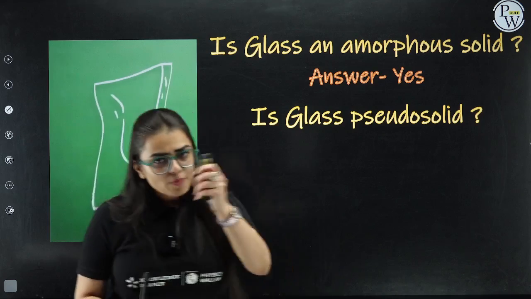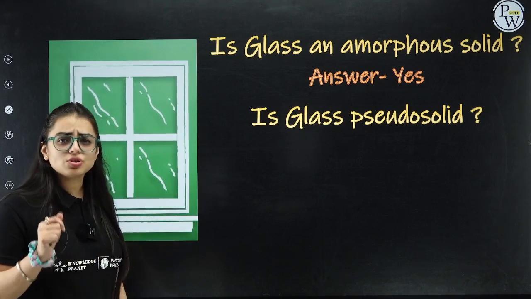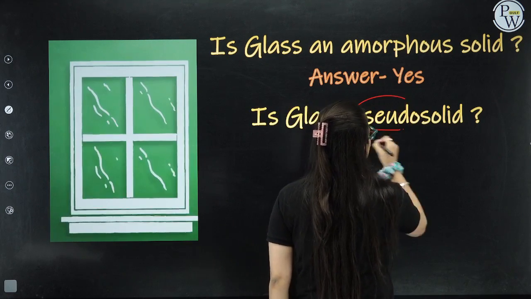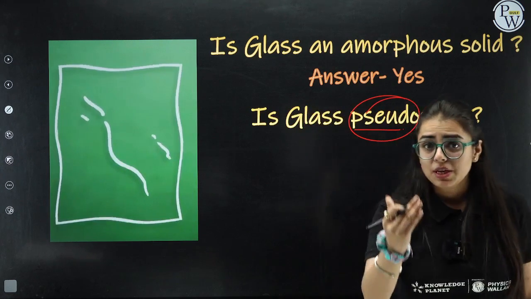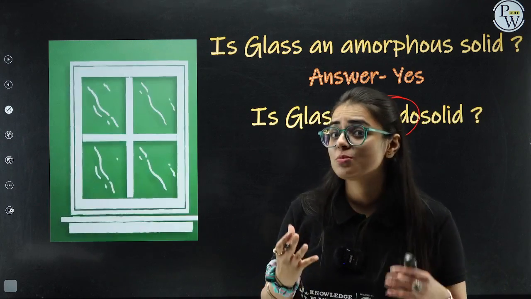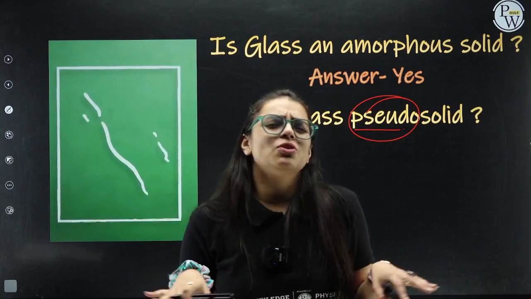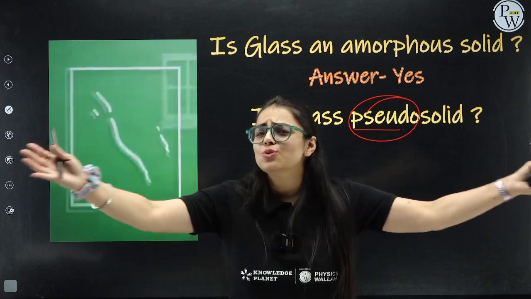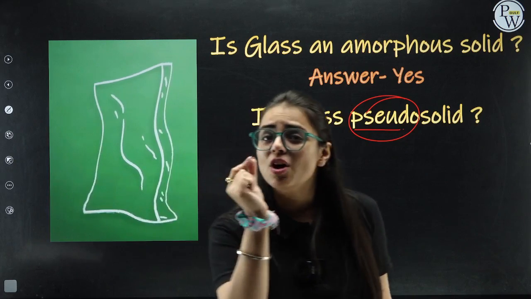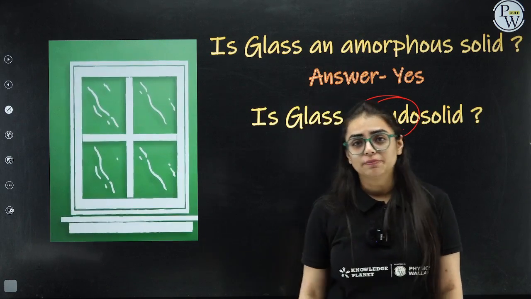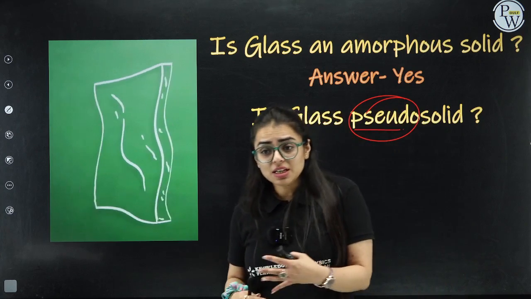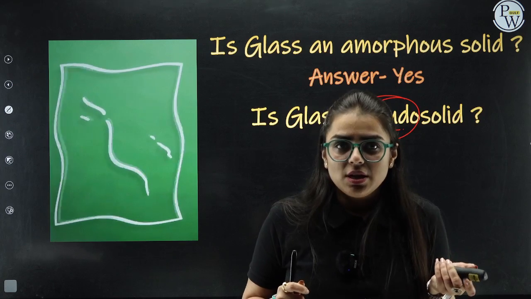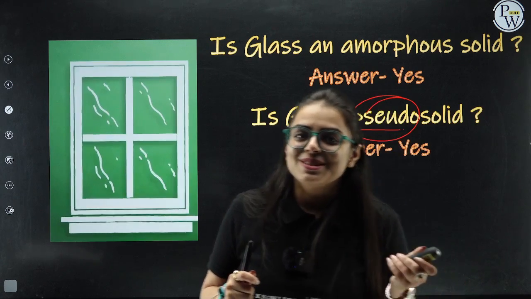Now, my next question to you is, is glass a pseudo solid? What is pseudo, ma'am? Pseudo, in other words, is fake, students. For example, if I say pseudo smile, that means I'm smiling in front of you, but from inside I'm not happy. If I say pseudo happiness, that means I'm spreading a fake happiness everywhere, but I'm not happy from inside. Pseudo means fake. Pseudo solid means it has some characteristics of a solid, but it also has some characteristics of another state of matter. So yes, glass is a pseudo solid.